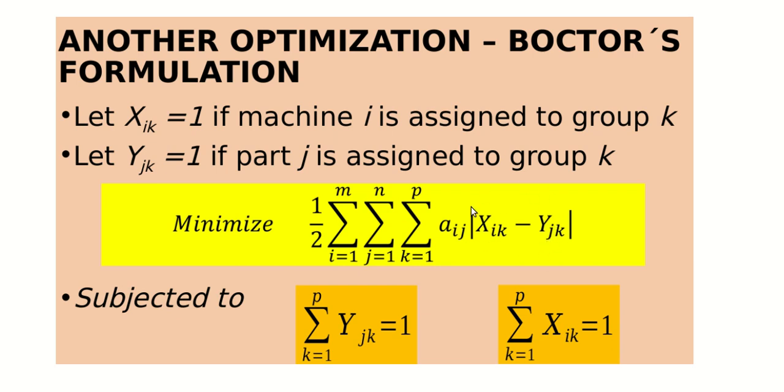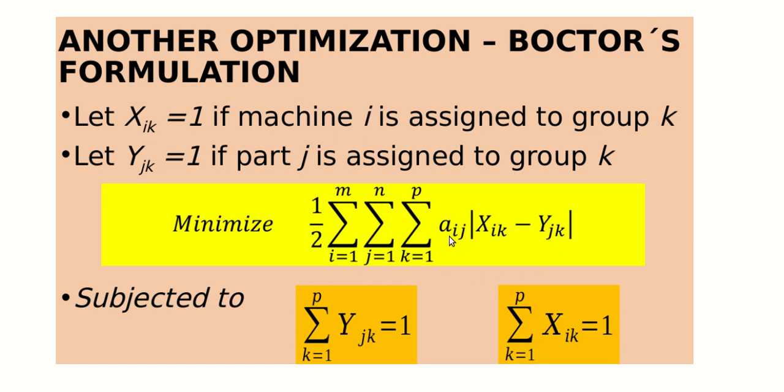So for instance, if a part and a machine belong to the same group, then I cannot have an intercell move. Essentially, this function is trying to count the intercell moves. When can I have an intercell move? The moment that machine I and part J belong to different groups. Then I can have an intercell move.